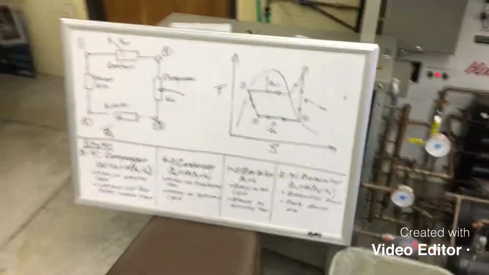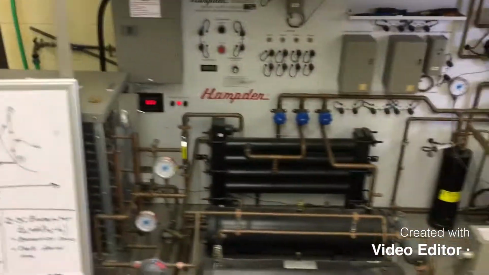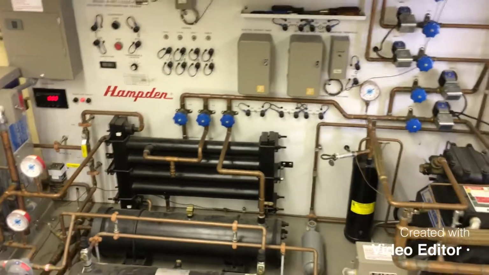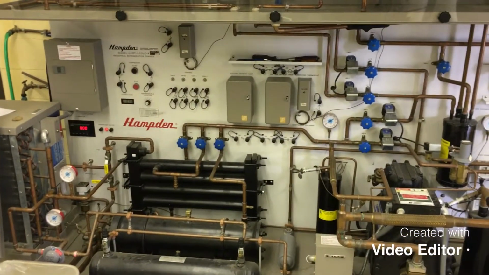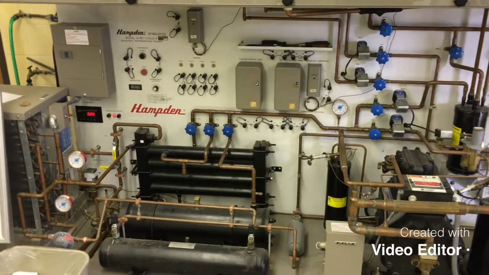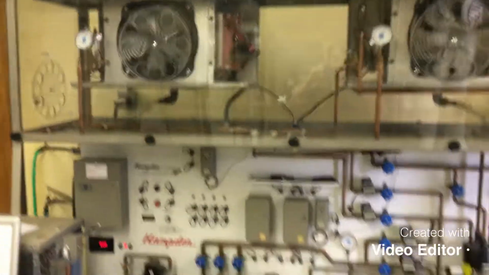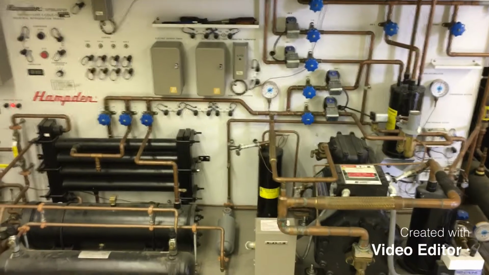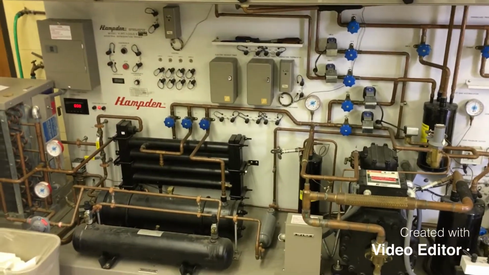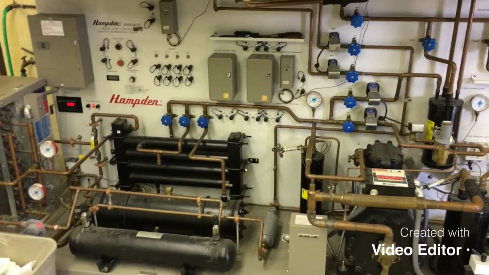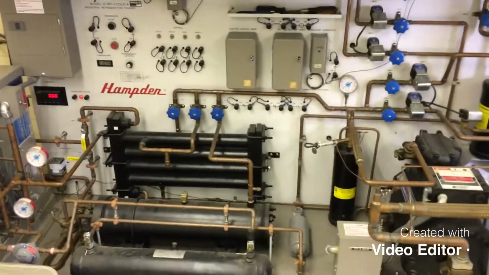Okay, this is the refrigeration cycle. Refrigeration cycle unit experiment. There will be two experiments. This is number one. We will run the refrigeration cycle, and we are required to produce a P-h diagram based on the recorded data. These are the components.